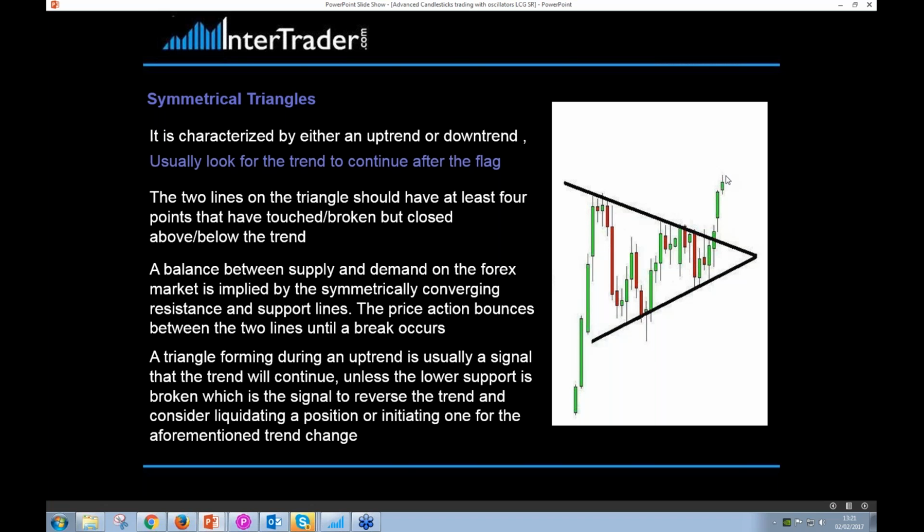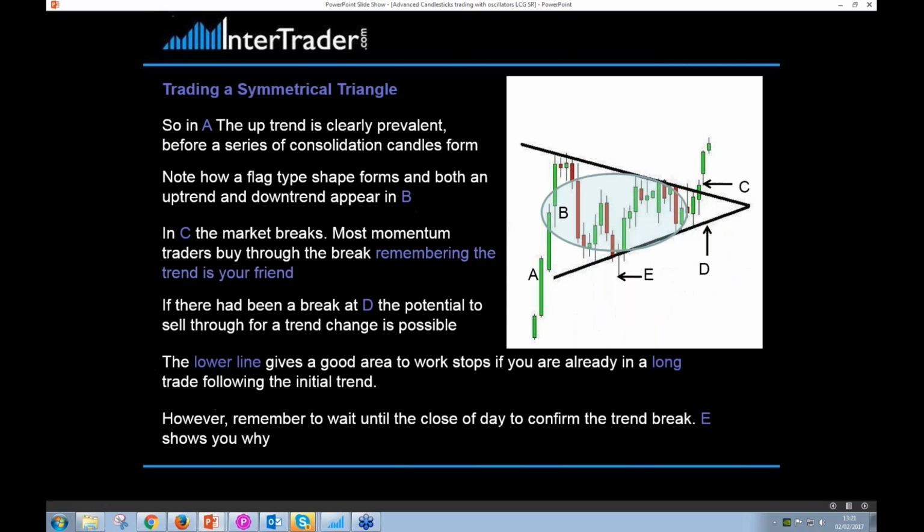Symmetrical triangles are good because they are absolute. If you went to school, you know what a symmetrical triangle is. It's as simple as that. It's one of the most basic foundations of maths. So the whole point is, again, buying and selling.